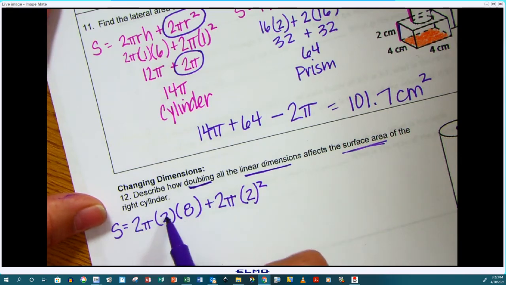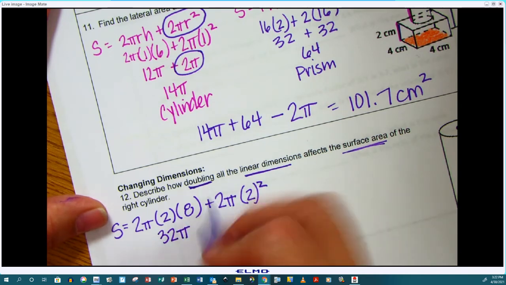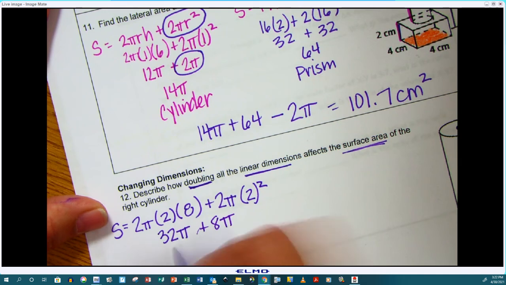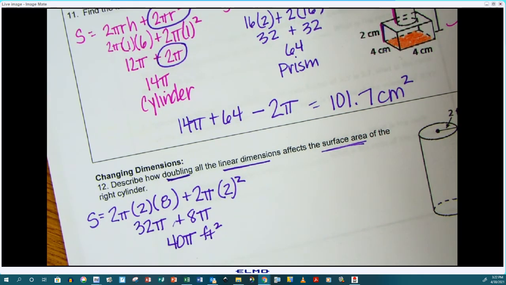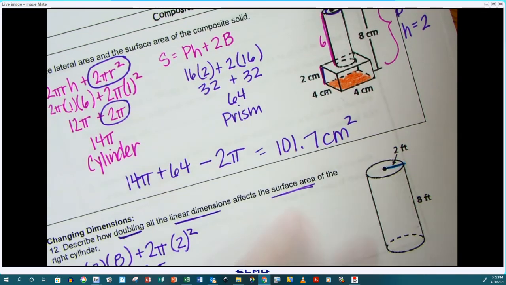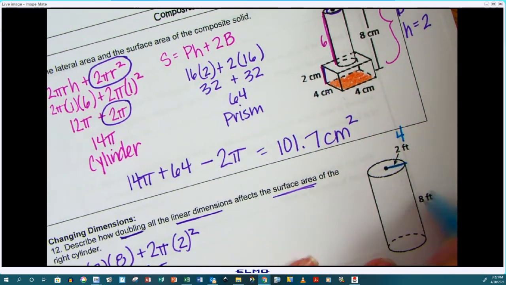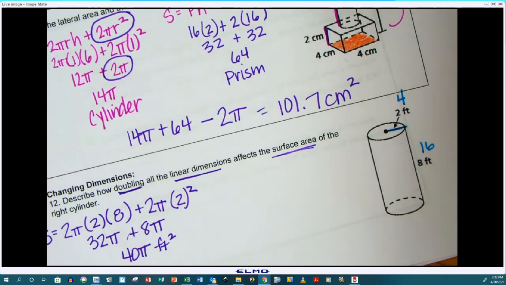So this is 2 times 2 is 4. 4 times 8 is 32 pi. 2 squared is 4. 4 times 2 is 8 pi. 32 and 8 is 40 pi. So this is feet squared. So the surface area is 40 pi. So they're asking me, well, what's going to happen to the surface area if I double my linear dimensions? Okay, so if I double this, what's it become? So it becomes 4. And if I double this, it becomes 16. So let's do this formula using 4 and 16. And then let's compare those surface areas and see what happens.